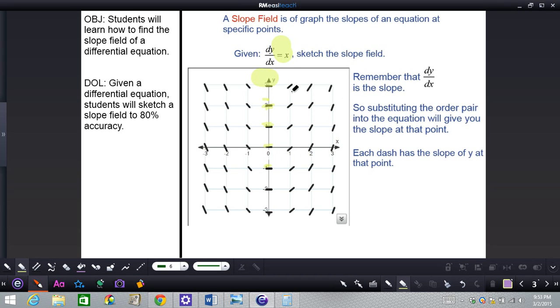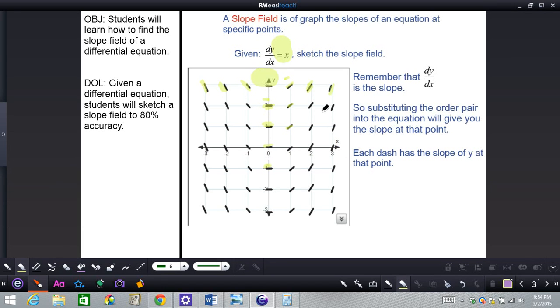Now, here, this is all positive 1. If I plug positive 1 in for x, I have a positive 1 slope. So there's my positive 1 slopes. Okay, and that's all the way down because, again, there's no y value that is interfering here. 2, positive 2 slope right there. Okay, 3, positive 3 slope. Over here, it's a negative 1 slope, negative 2 slope, and negative 3 slope.